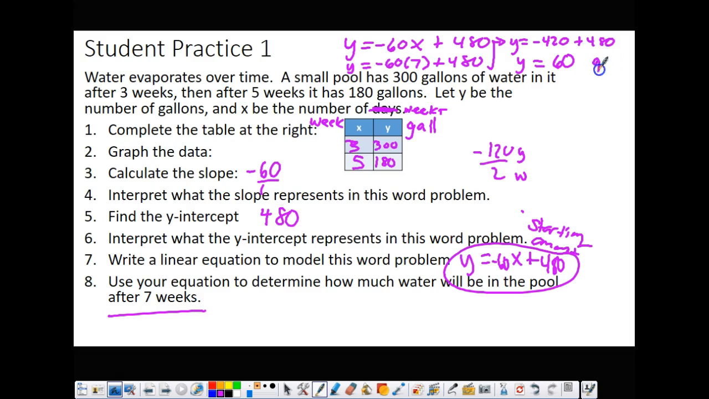Yeah. So that's gallons. But understand, I could have asked you guys a question where I said, how long will it take for there to be like?